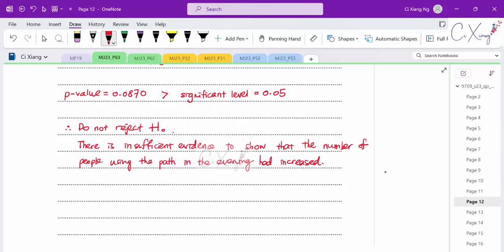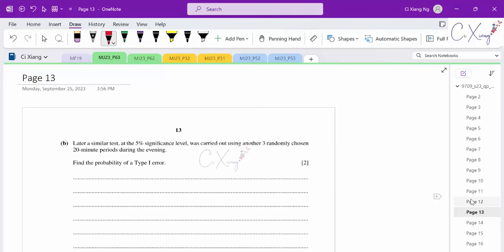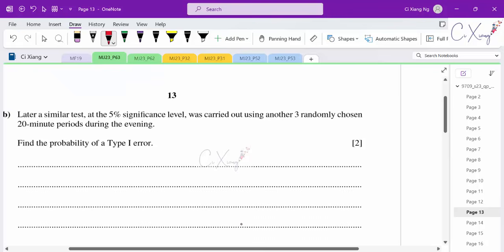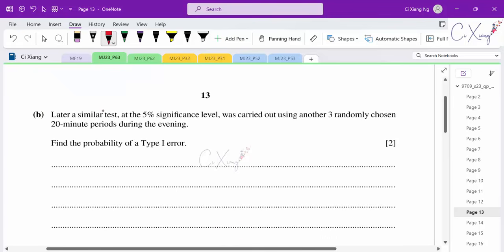Now let's continue to part B. For part B, we have a similar test. A 5% significance level test was carried out using another 3 randomly chosen 20-minute periods during the evening. They want us to find out the type 1 error.